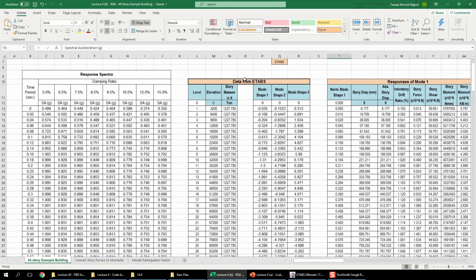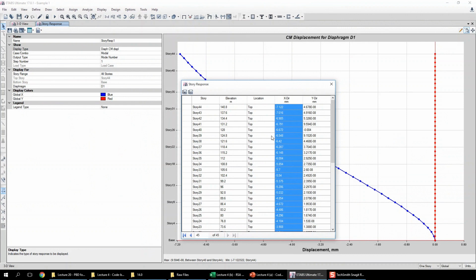The data which I got from ETABS is this one. The level number, which means the story number, the elevation of each story, the story masses basically, and the first three mode shape vectors, these ones. So you can also extract them from ETABS and use them in your manual calculation, and then compare your modal responses with ETABS. So I go back to ETABS and show you how I got the mode shapes here.